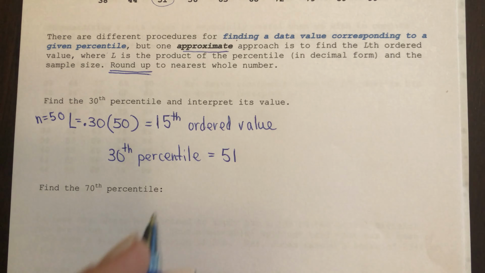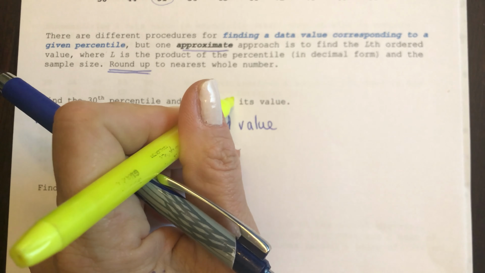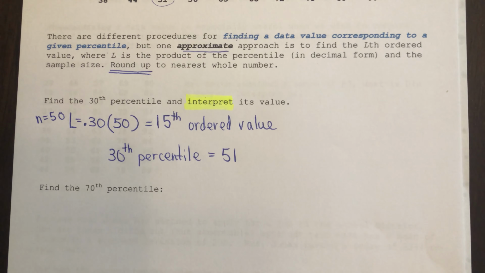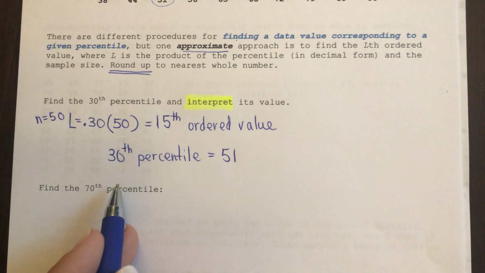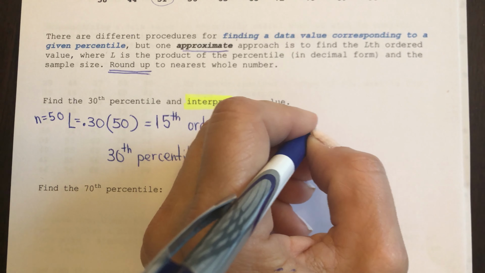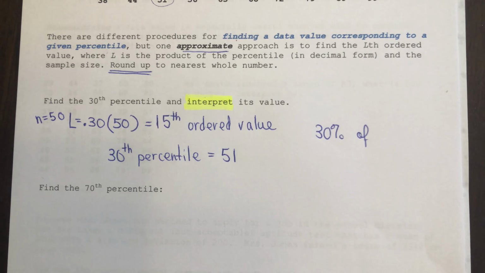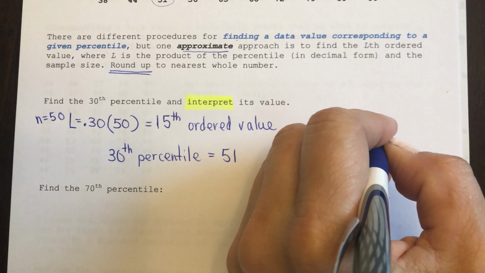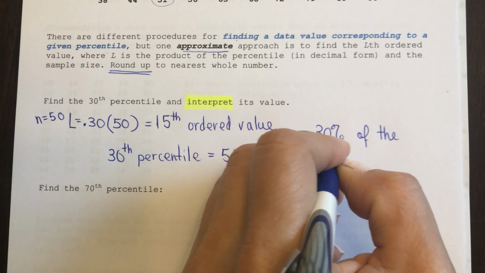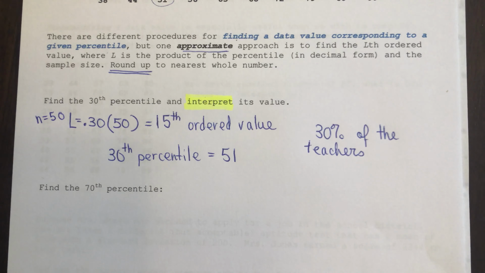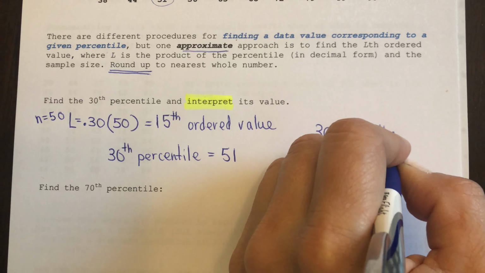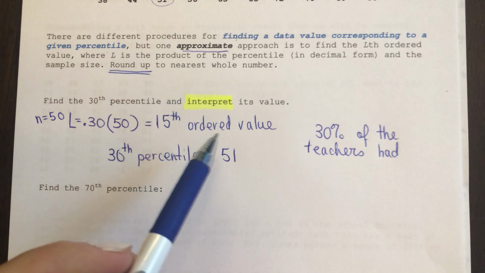And so what we're going to do next is interpret the value. And when you interpret this, again, I want it to be in plain English and in context. I want you to relate it to the data set that you're dealing with. So what does this tell us? The 30th percentile tells us that 30% of, okay, what are we talking about here? Of the teachers, right? 30% of the teachers had, what do the values represent in our data set?